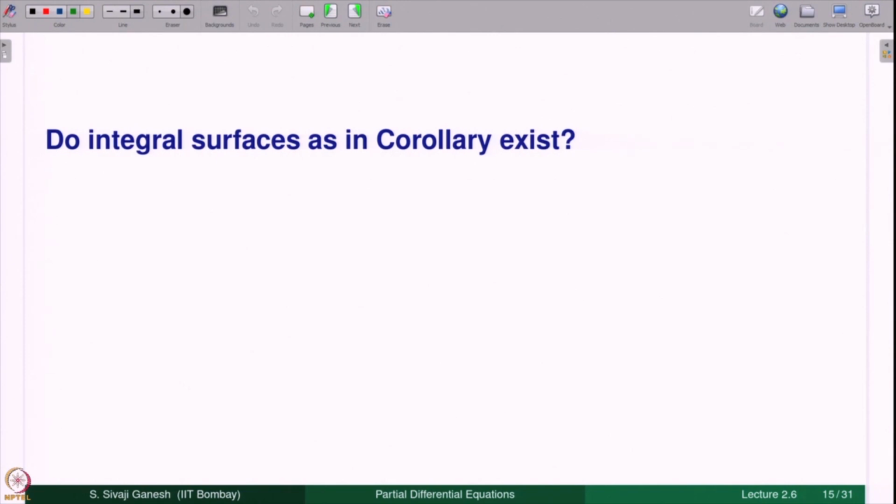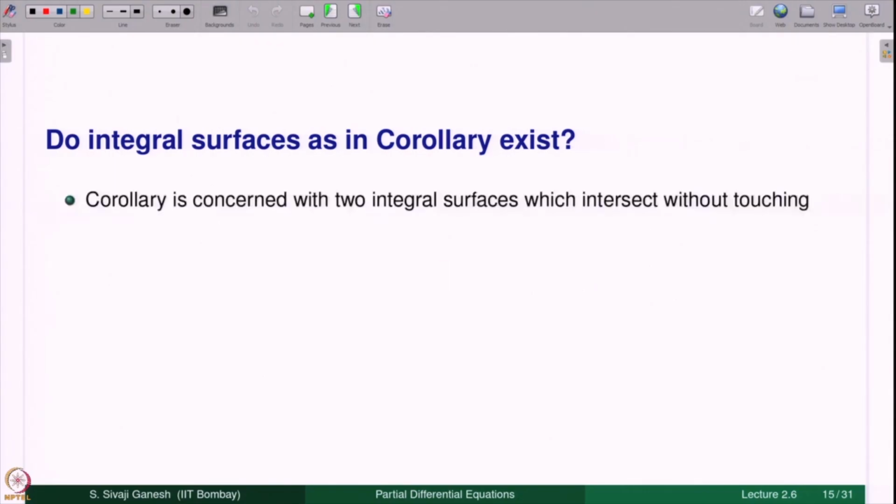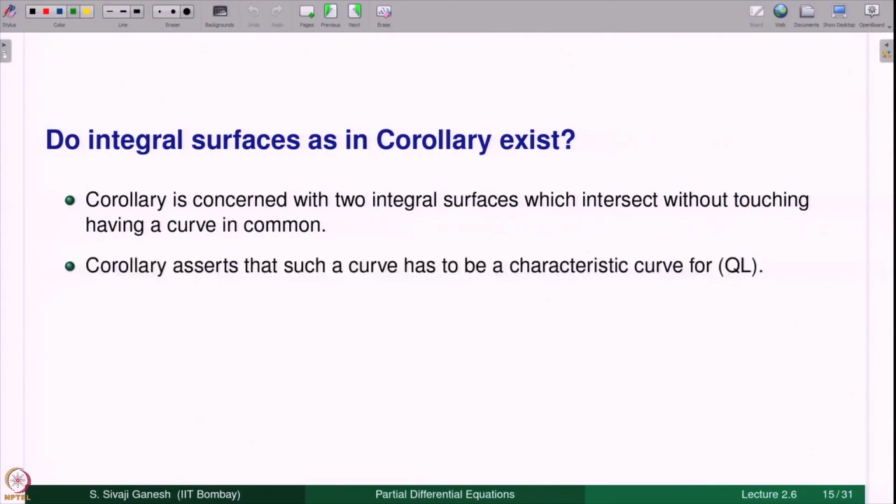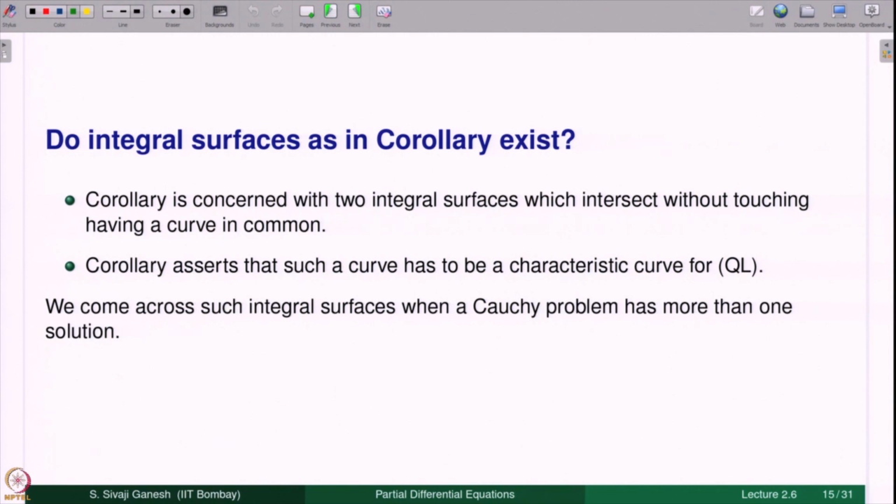Now, the question is, do integral surfaces as in the corollary exist, that is two integral surfaces which intersect but do not touch each other, whether such surfaces exist. The corollary is concerned with two integral surfaces which intersect without touching, having a curve in common, and the corollary asserts that such a curve is necessarily a characteristic curve for the quasilinear equation. We come across such integral surfaces when a Cauchy problem has more than one solution.